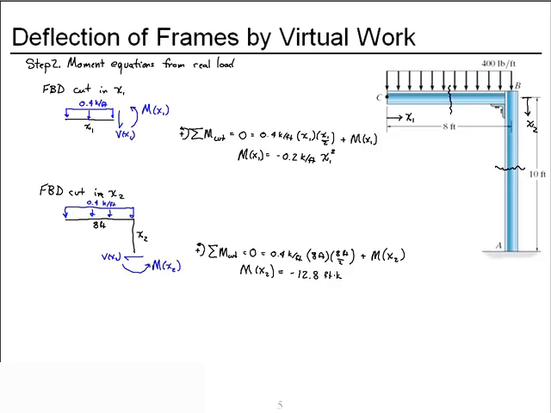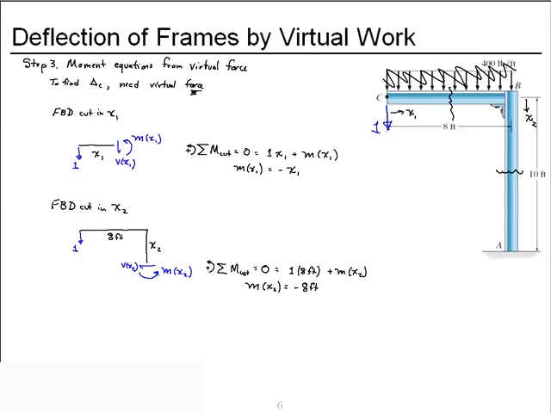We calculated moment equations in the two members of the frame due to real load. We then repeated the process for the virtual force. We have to apply a virtual force if we're looking for a real displacement. And notice that our coordinate system, x1 and x2, have to be consistent from the moment equations for the real loads and the moment equation for the virtual force. The m's have to be drawn the same way on our free body as well.